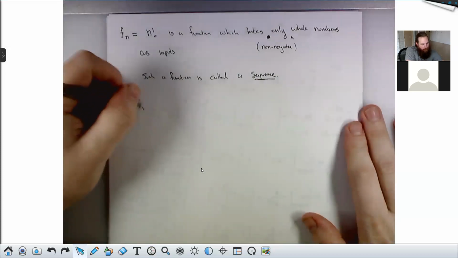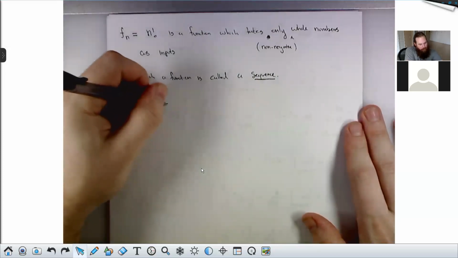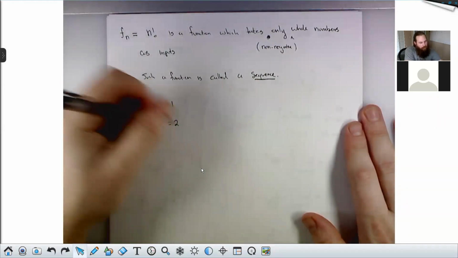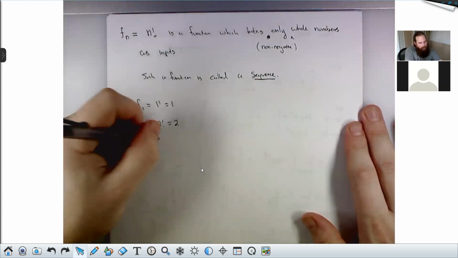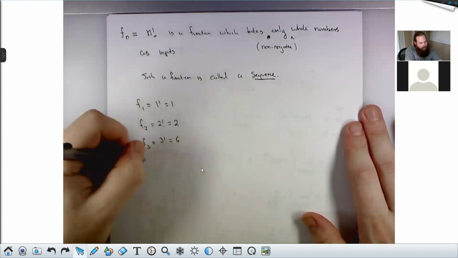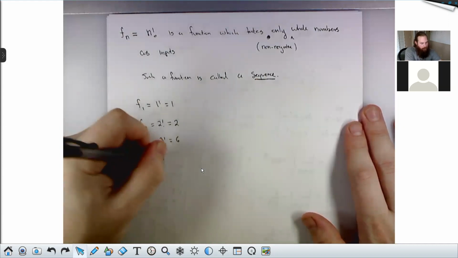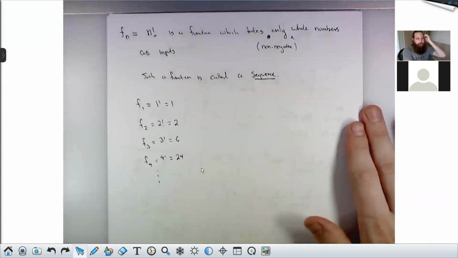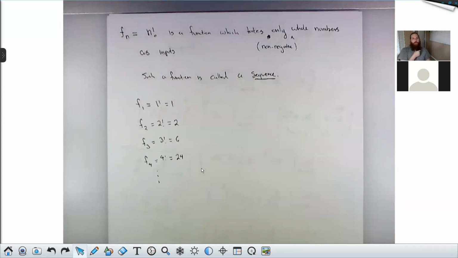We know that f1 is 1 factorial is 1, f2 is 2 factorial is 2, f3 is 3 factorial is 6, f4 is 4 factorial is 24, and so on. Would anybody care to conjecture what f0 is? Or does anybody see a pattern that allows me to go from f4 to f3, from f3 to f2, from f2 to f1?